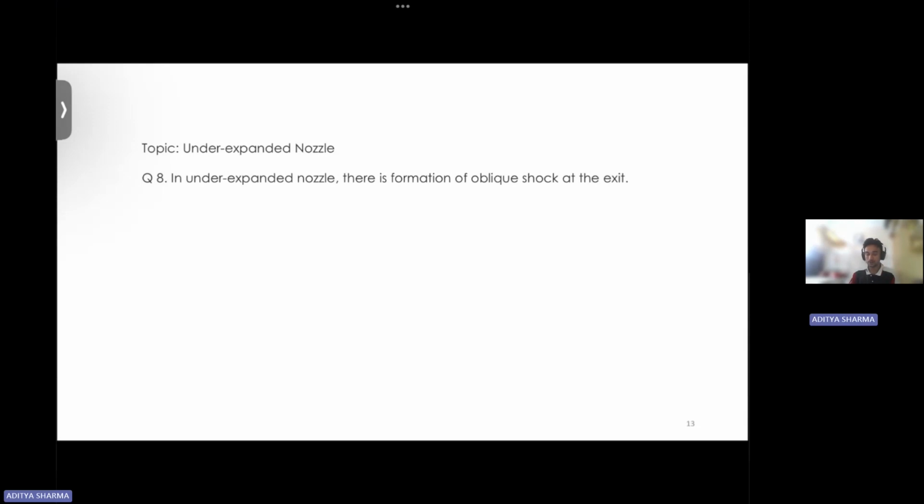So in that case, we see that there is formation of expansion waves. This I have already mentioned. I just had to discuss the graph corresponding to under expanded and over expanded more clearly, so that's why I drew that graph. Otherwise, the answer to this is false, right? Because we see an expansion wave, right? In this case, we see an expansion wave.